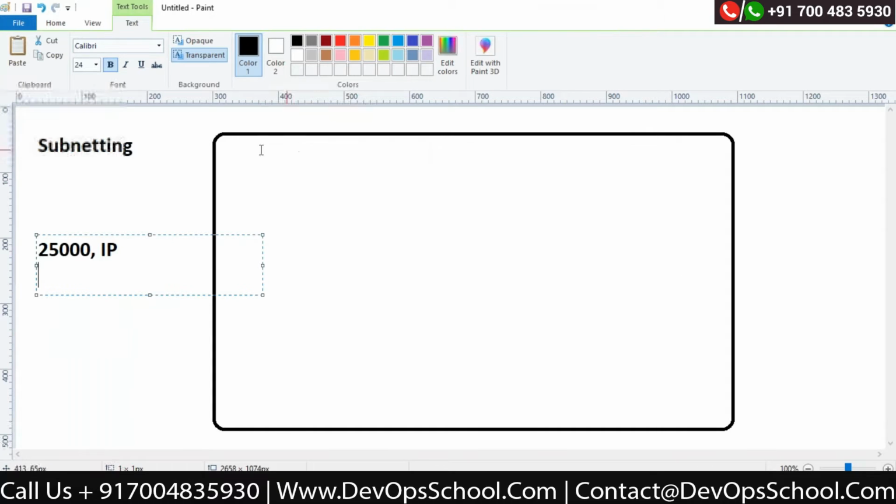Okay, my question is very simple. I want to make sure that I have 25,000 devices in my Capgemini Bangalore, and I want 25,000 IP addresses. What class of IP addresses should we use? My requirement is 25,000 IP addresses. Anybody know which class I should use?